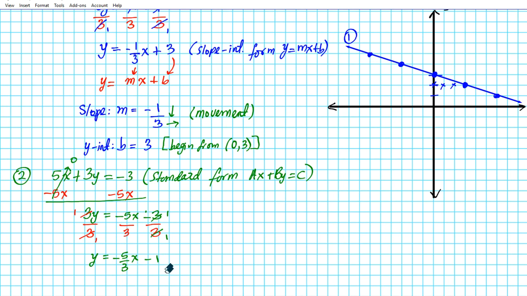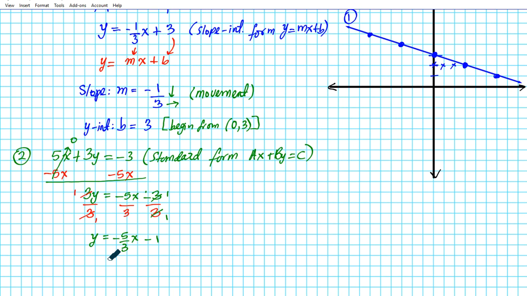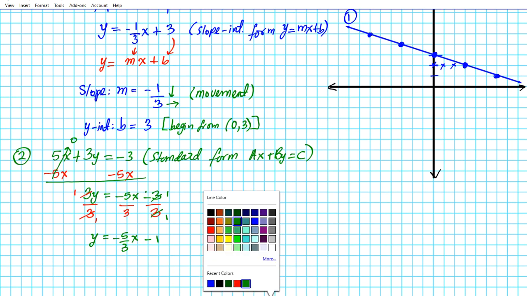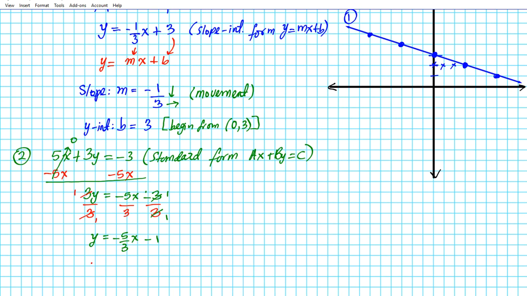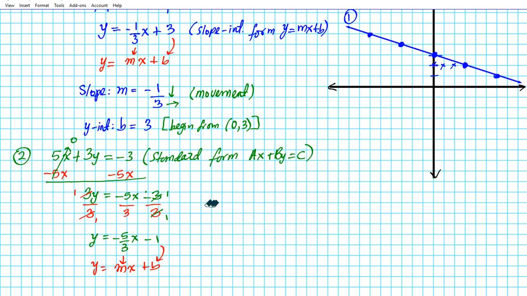Alright, so with this form right here, we can easily determine what the slope and y-intercepts are. So with this format, if we just put y equals mx plus b underneath, let's do that. Y equals mx plus b. You can see that m is -5/3, the coefficient of x, and b is -1. Alright, so let's go ahead and write that down.